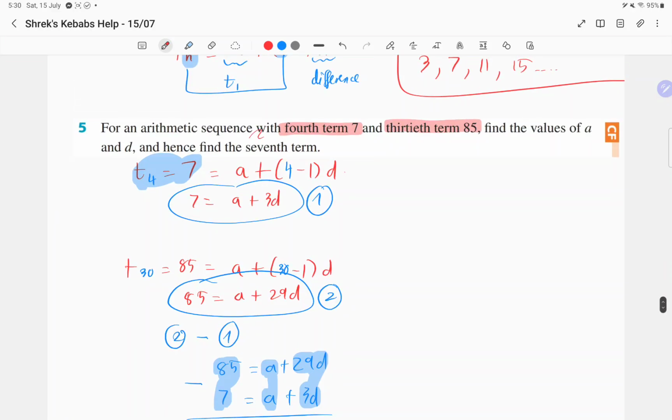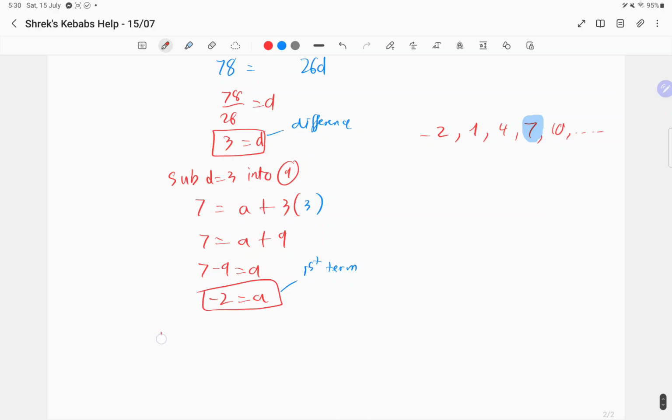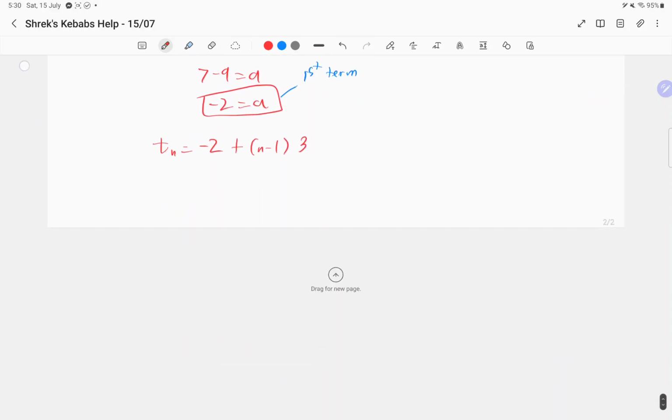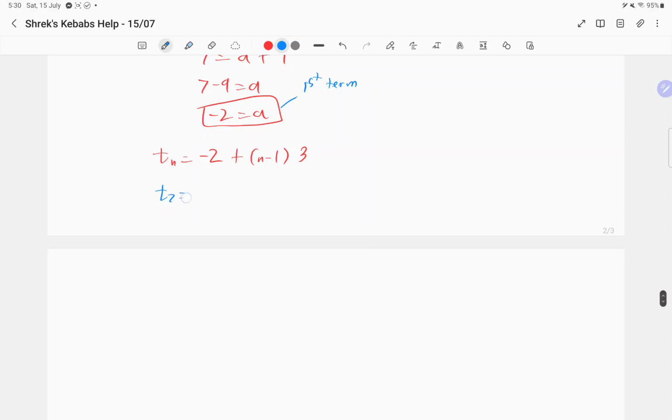And then we need to find the 7th term. So we've got A and D, which means we get the formula Tn equals the first term, negative 2, plus n minus 1 times the difference, which is 3. So to find the 7th term, T7 equals, and again, the n in the formula is the same as the n in the T. So T7 means the n here is 7. So that's 7 minus 1 times 3, and you just got to work it out. Negative 2 plus, 6 times 3 is 18, so that would be 16. So therefore, T7 equals 16. The 7th term is 16.